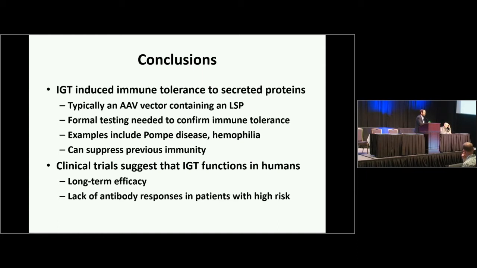Typically there's a liver-specific promoter involved. I think it's required. Formal testing is needed to confirm immune tolerance, not just the absence of antibodies, but immune challenge and adoptive transfer. And we can now suppress previous immunity. Clinical trials suggest that IgT may function in humans as well.